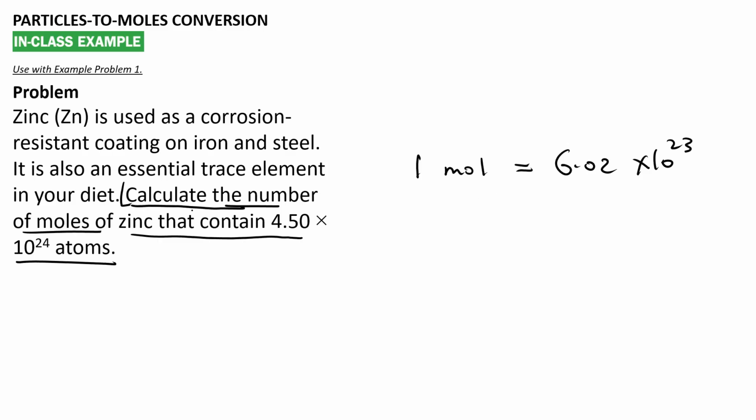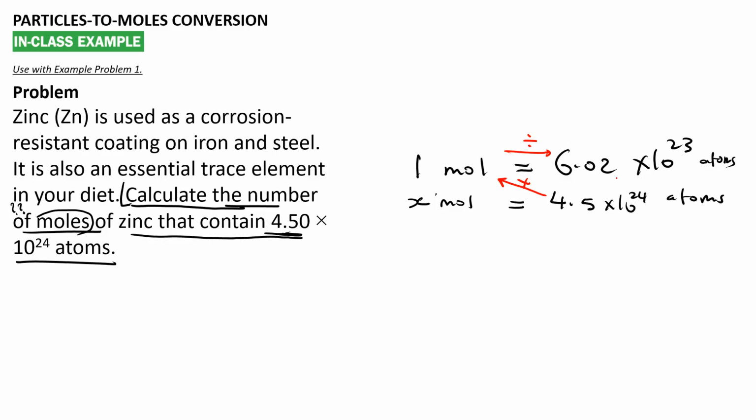They say calculate the number of moles, so they want the moles. This is what I don't know, so I'll write X. I don't know the moles here. And they give me the number of atoms, which is 4.5 times 10 to the power 24. This is atoms. So what I like to do is cross multiplication: multiply this by this, and then divide the result by this.